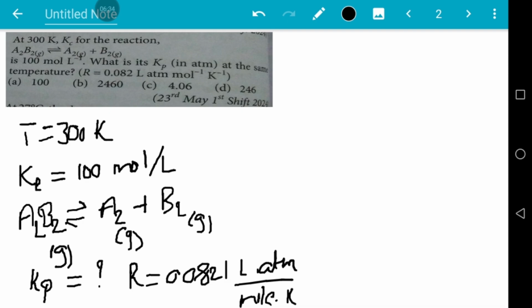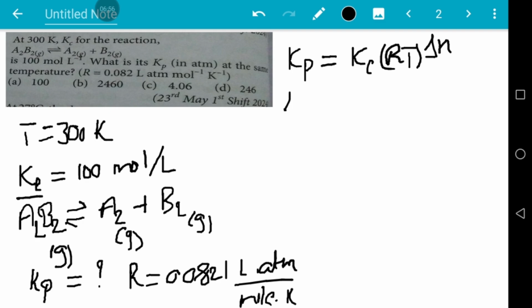They gave the Kc value and are asking the Kp value. So what is the relationship between Kp and Kc? Kp equals Kc into RT power delta n. First calculate the delta n value, then substitute all the values. Delta n means the number of moles of gaseous products minus the number of moles of gaseous reactants. Here A2 is 1 mole and B2 is also 1 mole.